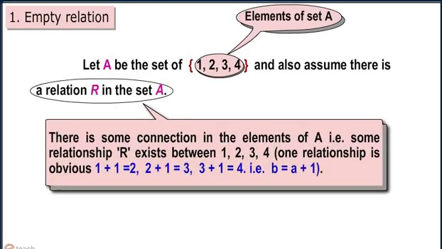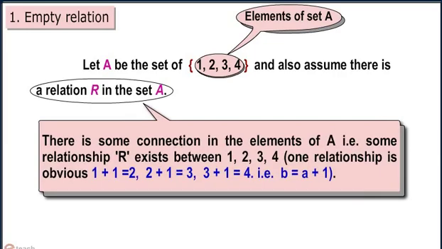in the set A. There is some connection in the elements of A, that is, some relationship R exists between 1, 2, 3 and 4. One relationship is obvious: 1 plus 1 is equal to 2, 2 plus 1 is equal to 3, 3 plus 1 is equal to 4, that is, B is equal to A plus 1.